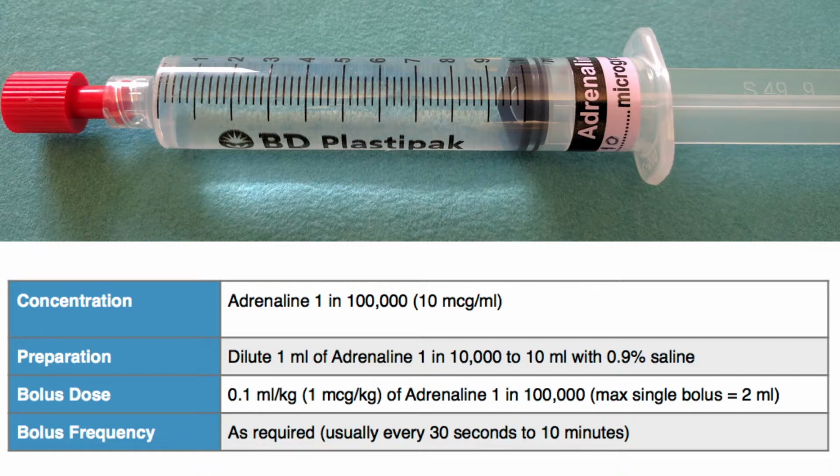So you've diluted the adrenaline 1 in 10,000 by 10 to make adrenaline 1 in 100,000, which contains 10 mics of adrenaline per mil. And all you do with this is you give 0.1 mils per kilo as a bolus, up to a max of 2 mils at a time. And you do that as often as you need to. The usual rate is between 30 seconds to 10 minutes.